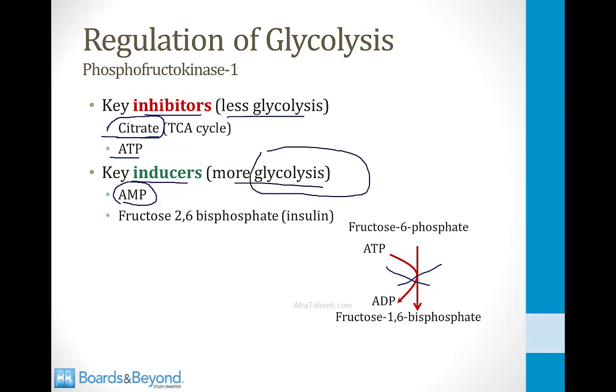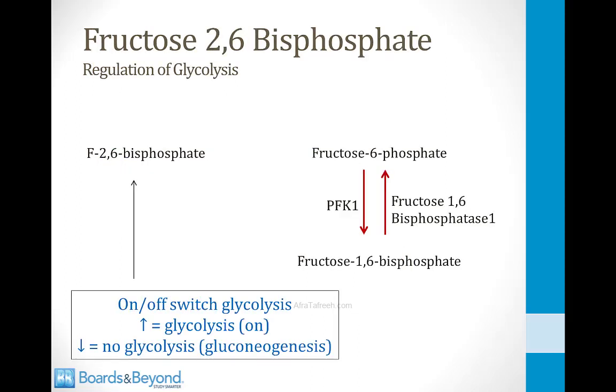And then a second important activator of this step is a very important molecule called fructose 2,6-bisphosphate. And this molecule is the way in which insulin and also glucagon control the rate of glycolysis. So let's talk about how the level of fructose 2,6-bisphosphate inside of cells regulates glycolysis. The conversion of fructose 6-phosphate to 1,6-bisphosphate is catalyzed by the enzyme phosphofructokinase 1. This is the step of glycolysis that we're talking about now.